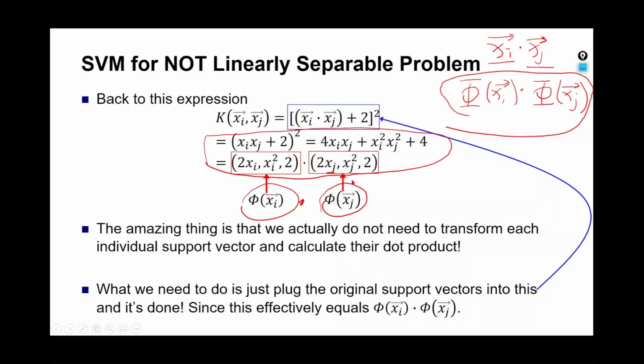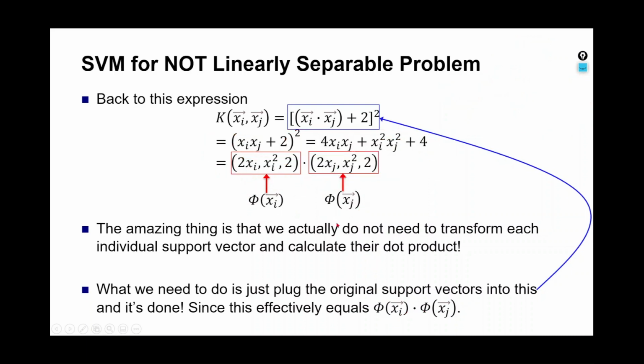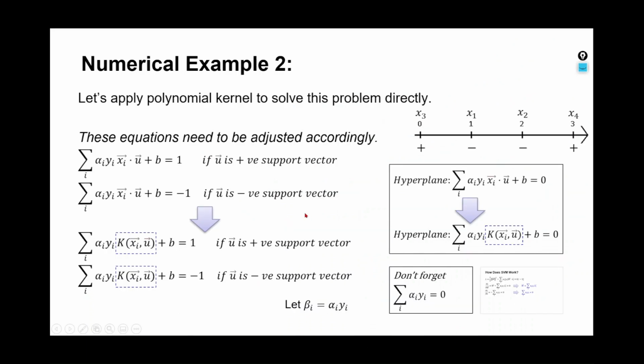Then during our calculations, we can actually ignore all this. We don't need to spend time on this because clearly we know this expression will give us exactly what we want. That is phi xi dot phi xj. All right. Okay. Let's continue.